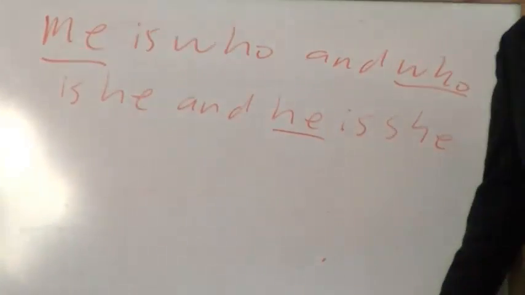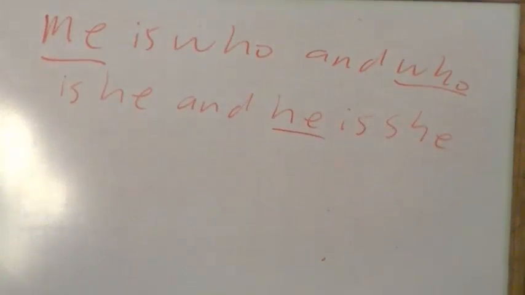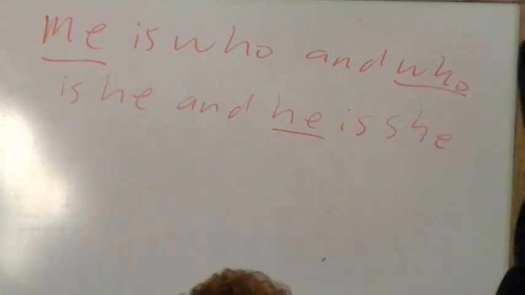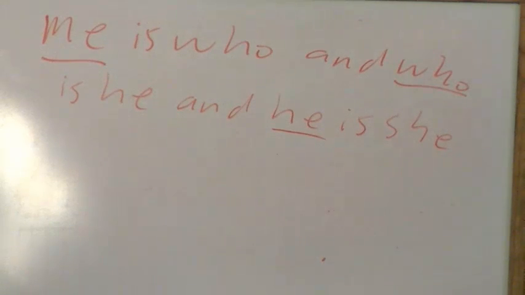Of course, it's the actual Hebrew word. So if you look there on page 10, the Hebrew word mi is who, the Hebrew word hu is he, and the Hebrew word hi is she. So mi is who, and who is hu, and hi is she. Let's say that together. Mi is who, and who is hu, and hi is she. Let's say it one more time.